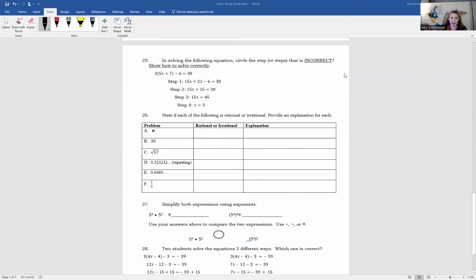Last page, guys. Last page. I hope you're getting them all right. I hope I'm getting them all right.